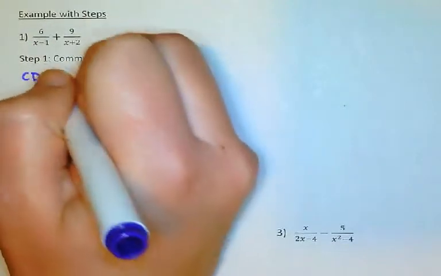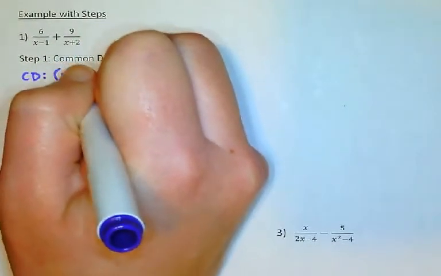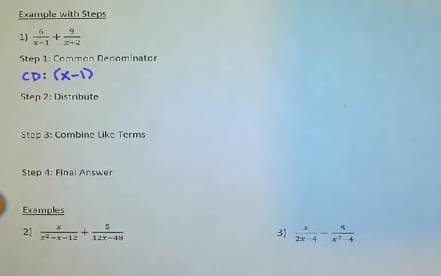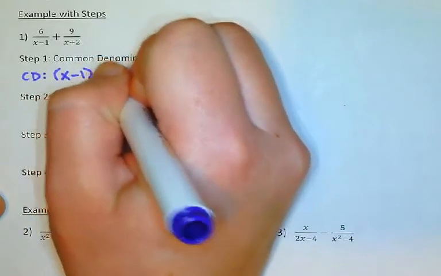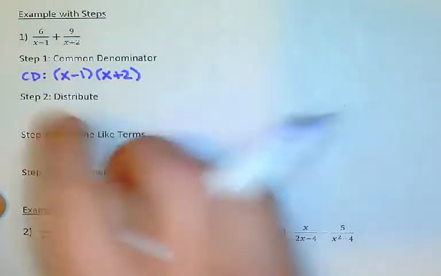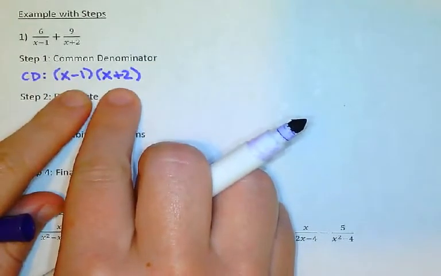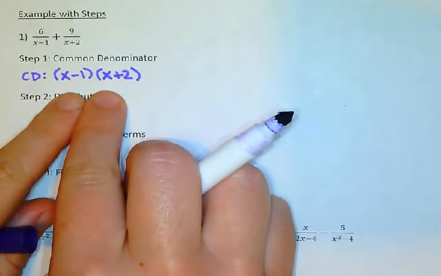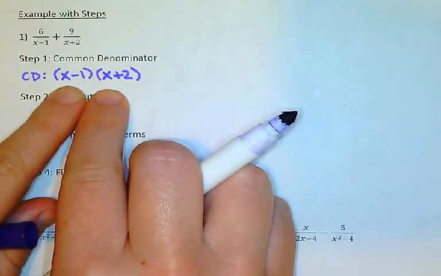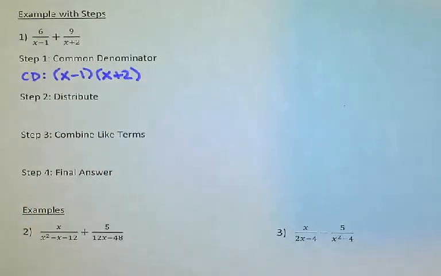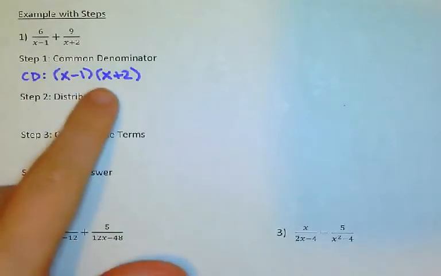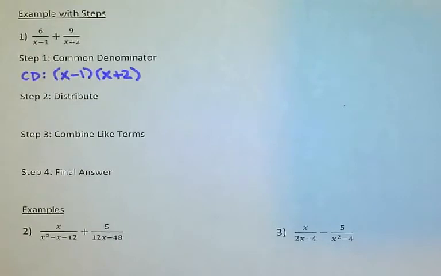One of our fractions has x minus 1, and that cannot be factored. Alright? Our other fraction has x plus 2 in the denominator. So this is going to be our common denominator. Both of these fractions need to have x minus 1 and x plus 2 in the bottom. Alright? So here's how we make that happen. This is where we multiply both the numerator and the denominator by what it needs in order to get our common. Alright?